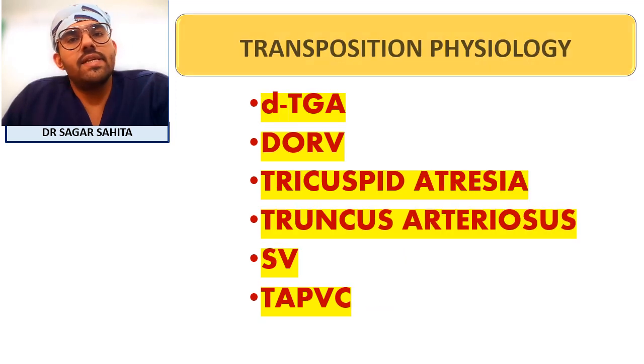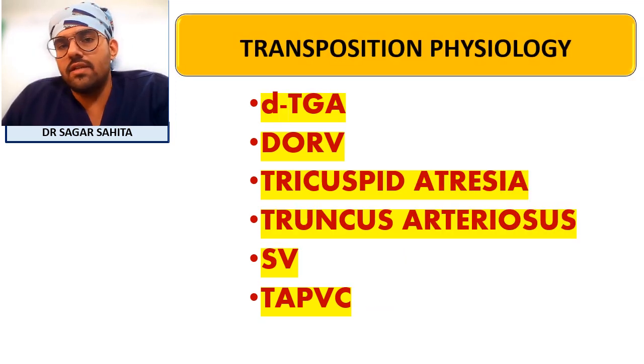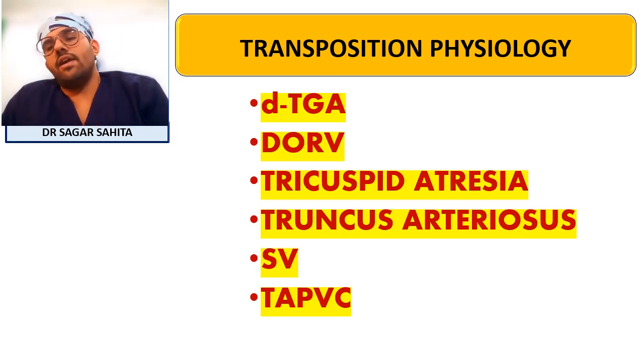The second subgroup is the transposition physiology. Just like in complete transposition of great arteries, cases of DORV with subpulmonic VSD, tricuspid atresia, truncus arteriosus, and single ventricle lesions, and TAPVC, unobstructed variety, can have high QP with cyanosis, and this leads to a transposition physiology. Mostly these kids will develop congestive cardiac failure in the initial few months of life.